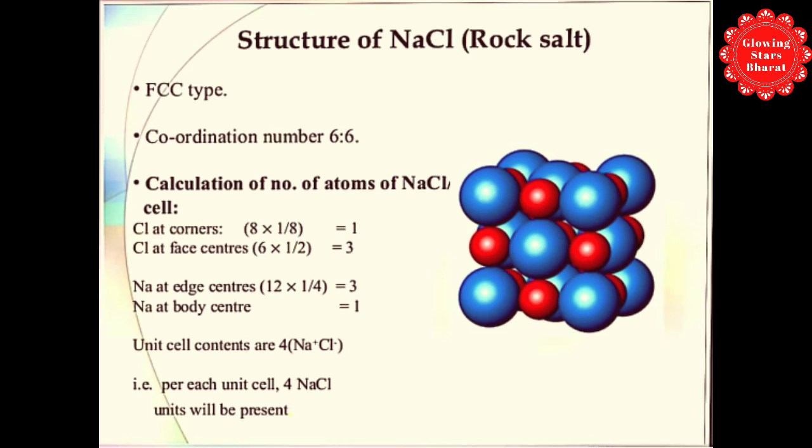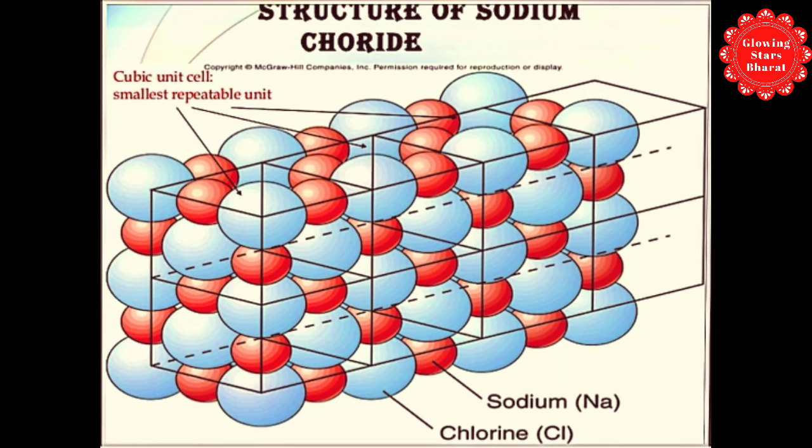Next, structure of CsCl. In this structure, BCC type, body centered. Coordination number 8:8 and number of atoms per unit cell is equal to 1. Structure of ZnS, FCC type, coordination number is equal to 4:4. Calculation of number of atoms per unit cell: total S is equal to 8 into 1 by 8 plus 6 into 1 by 2 is equal to 4. Total zinc 4 and hence total ZnS is equal to 4.